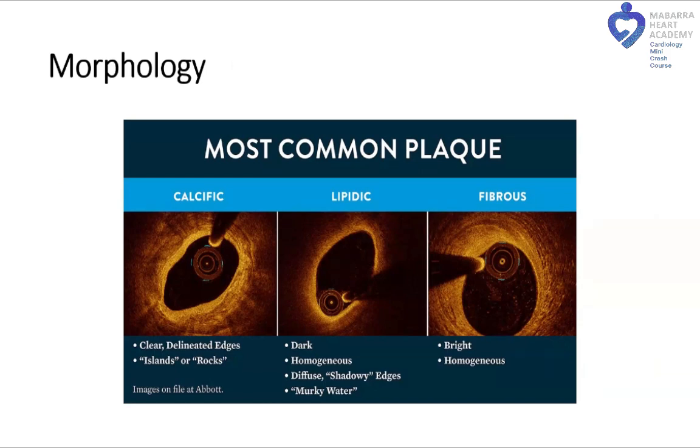In the middle, you can see the lipidic plaque. The lipidic plaque is very dark, homogeneous, and is very diffuse. On the right-hand side, you can see fibrous plaque, which is homogeneous, but is very bright.